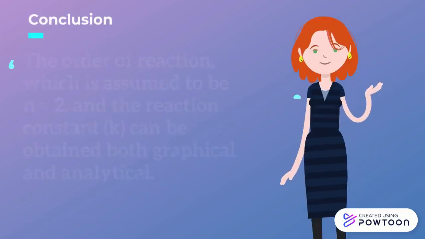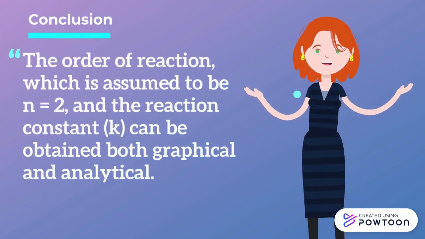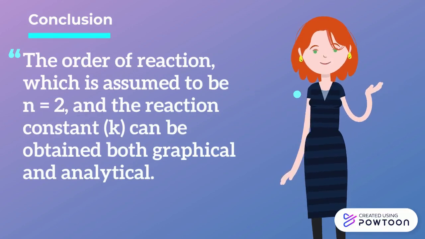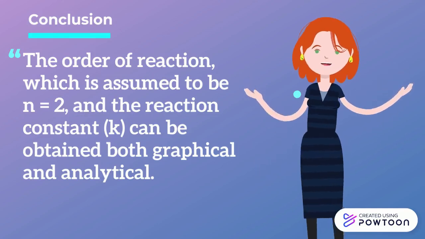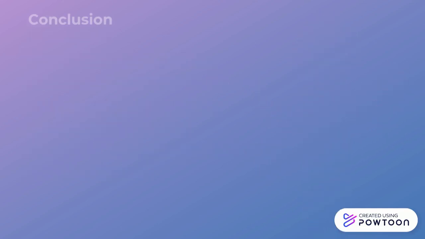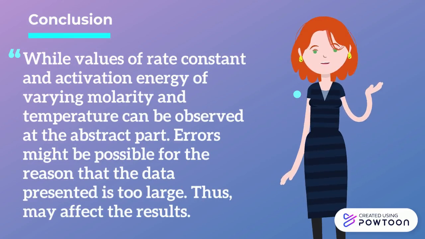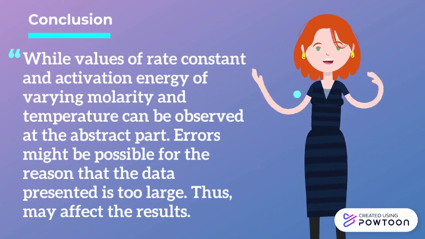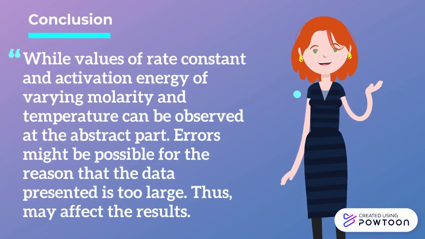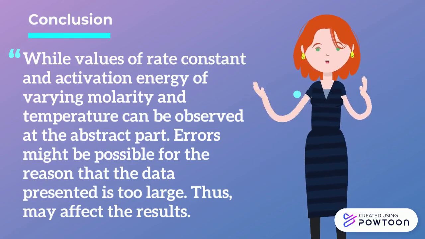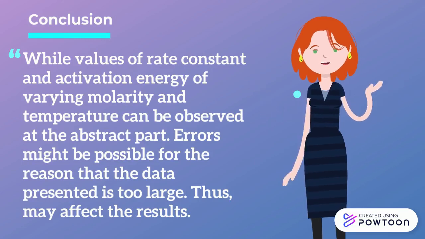The order of reaction, which is assumed to be n equals 2, and the reaction constant K can be obtained both graphically and analytically. While values of rate constant and activation energy of varying molarity and temperature can be observed at the abstract part, errors might be possible for the reason that the data presented is too large. Thus, it may affect the results.